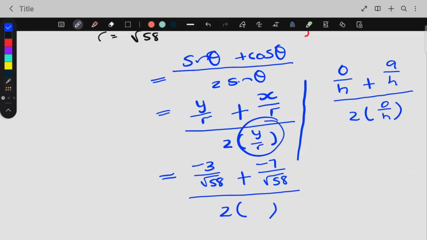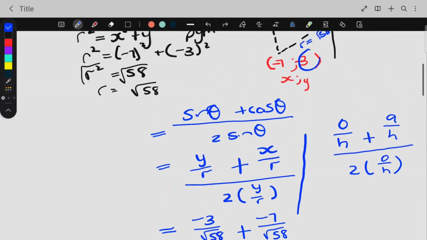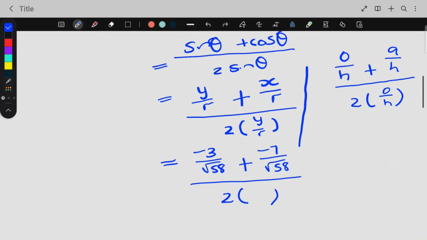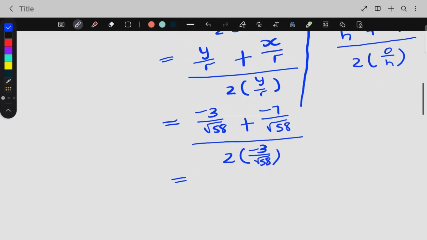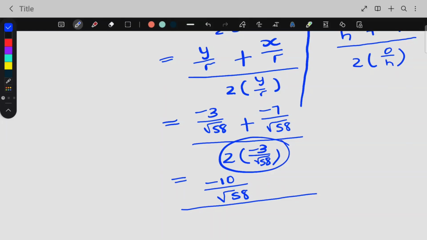So I'm here. Y, then I go to my diagram. Y is negative 3. So negative 3 in here. And r is the square root of 58. Now, you can use your calculator. You must just remember, don't show any decimals, eh? So I would simplify the top part with my calculator. And then you would get negative 10 over the square root of 58. And then that is over. Then I would put this in the calculator. Here you would get negative 6 over root 58. All on the calculator.